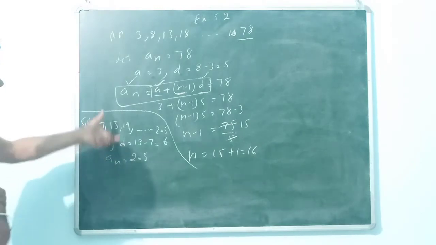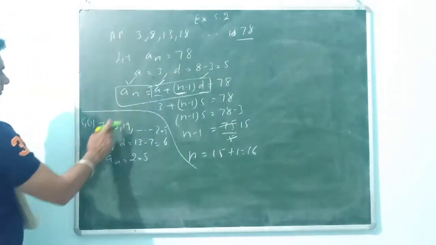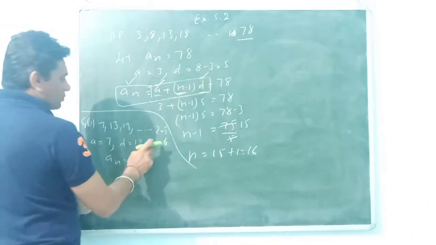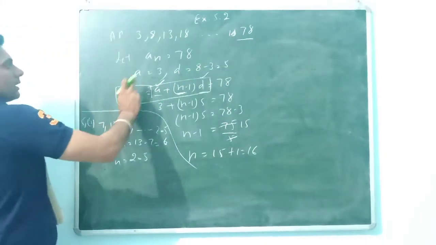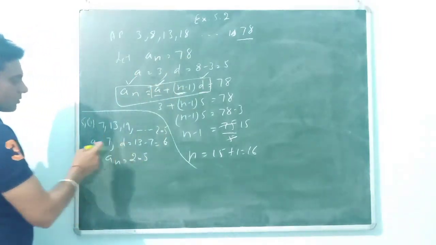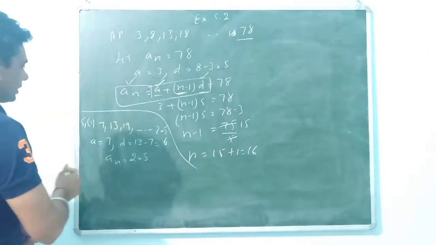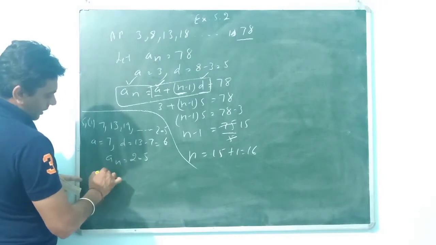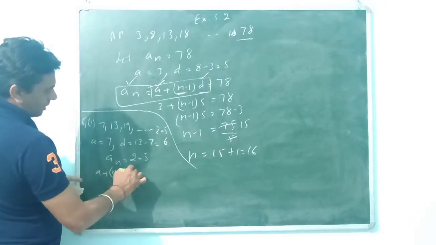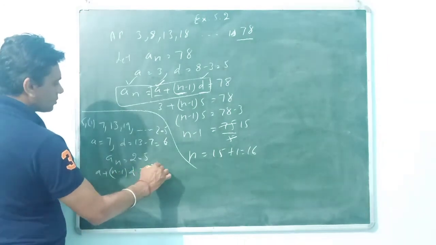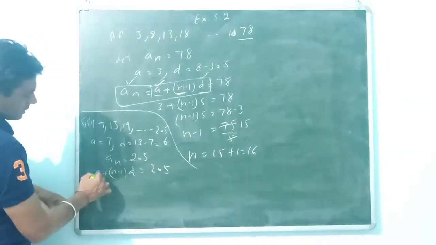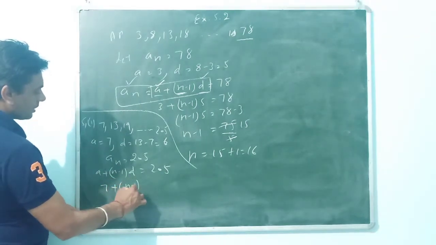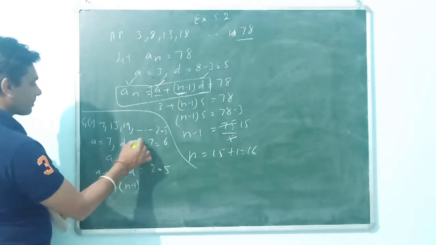If we compare this with the general AP, what is a? It is 7. What is d? It is 6. And what is an? It is 205. So the same formula can be used: a plus (n minus 1) into d equals 205. What is a? 7 plus (n minus 1). What is d? 6.